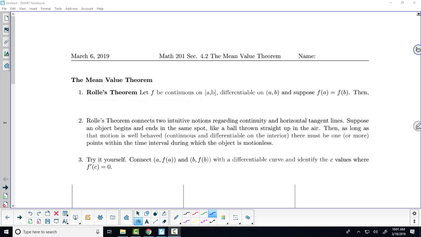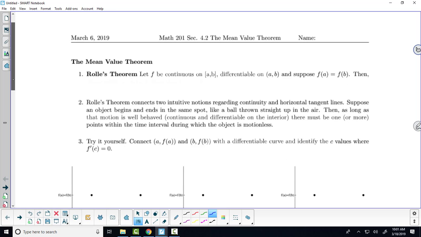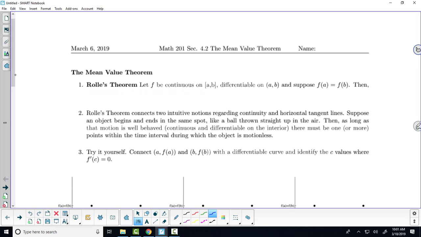Okay? So we've actually been building up to this. We had Fermat's theorem from the last section, and now we've got Rolle's theorem, and then we'll jump into the mean value theorem. Rolle's theorem says this, and start paying attention to the conditions that are required on these functions. It says let f be continuous on a closed bounded interval, and differentiable on the interior of that closed bounded interval, on the inside of it.